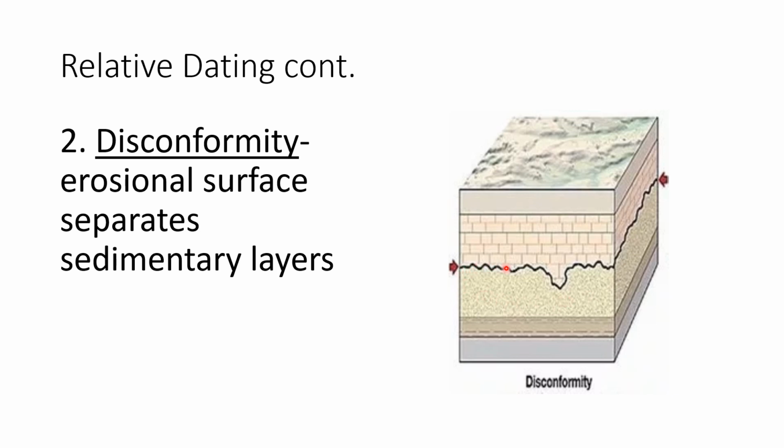You can see this layer here, there was erosion that occurred that broke away some of this sandstone here before this, we'll call this shale, formed on top of it. So this layer right here where erosion was occurring, this is called a disconformity.